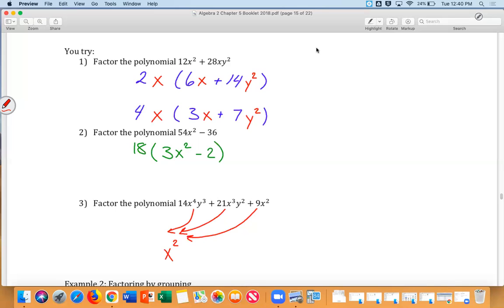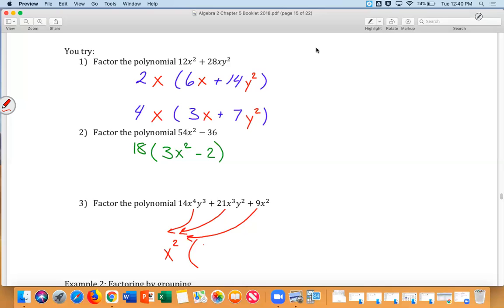Now let me look at the numbers: 14, 21, 9. Well, let's see. 14 is composed of 2 and 7, right? Well, 7 goes into 21, but 7 doesn't go into 9. Well, 2 doesn't go into 21, so no number can be pulled out. So the only thing I can pull out is an X squared.